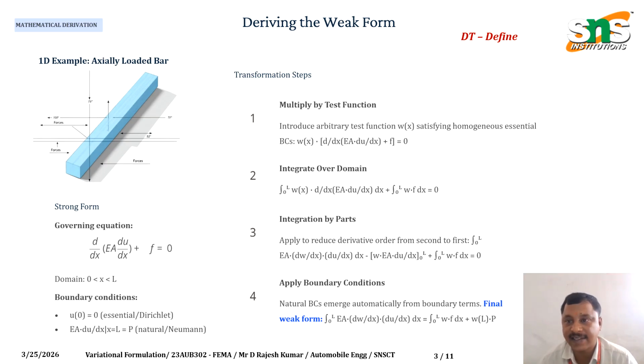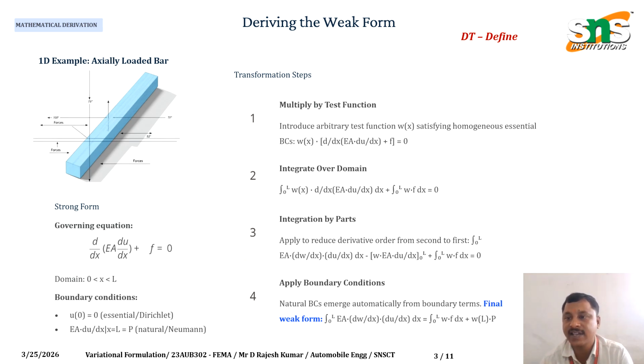So let us see an example. You can see the example in the slide, that is a one-dimensional element. It is an axially loaded bar. So if you see the problem, first consider a bar of length L. The cross section area is A, assumed to be constant, and its Young's modulus is denoted by capital E, that is the material property.